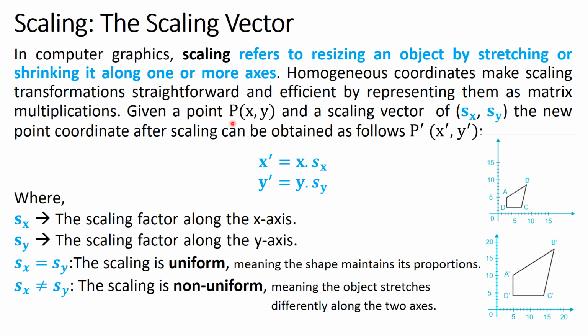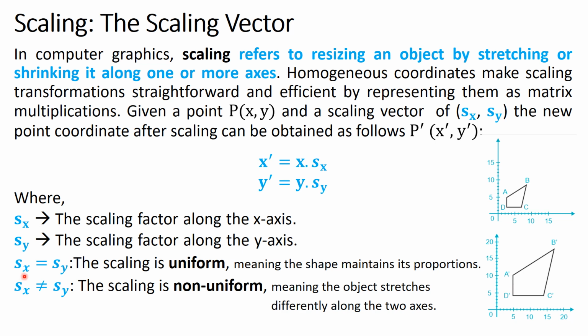Given a point P of x and y and a scaling vector of Sx, Sy, the new point coordinates after scaling can be obtained as follows: P dash of x dash and y dash, where x dash equals x multiplied by Sx and y dash equals y multiplied by Sy, where Sx is the scaling factor along the x-axis, and Sy is the scaling factor along the y-axis.